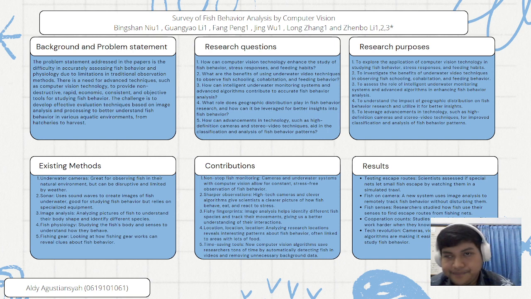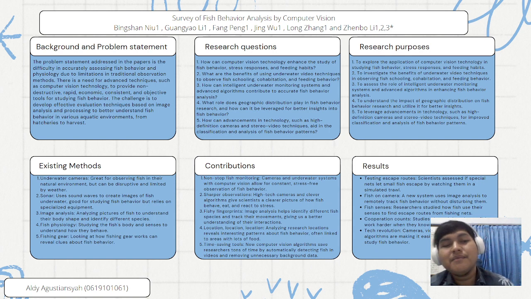Research purposes. One is to explore the application of computer vision technology in studying fish behavior, stress responses, and feeding habits. Two, to investigate the benefits of underwater video techniques in observing fish schooling, cohabitation, and feeding behavior. Three, to assess the role of intelligent underwater monitoring systems and advanced algorithms in enhancing fish behavior analysis. Those are the big three.